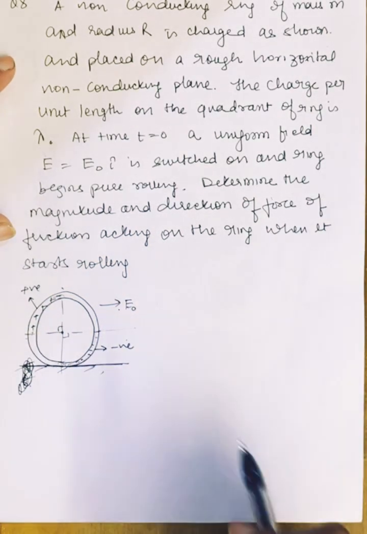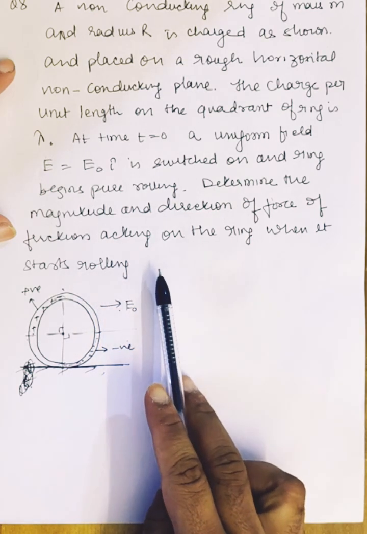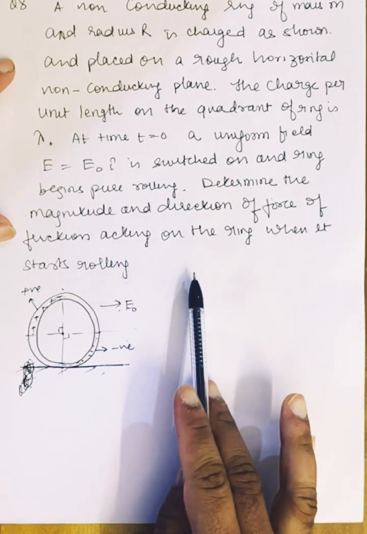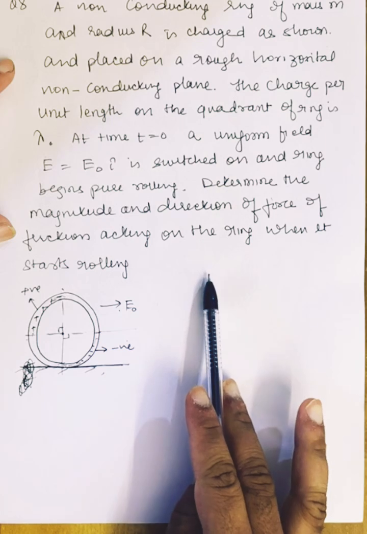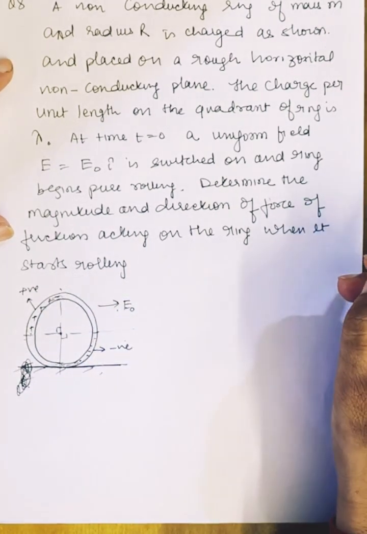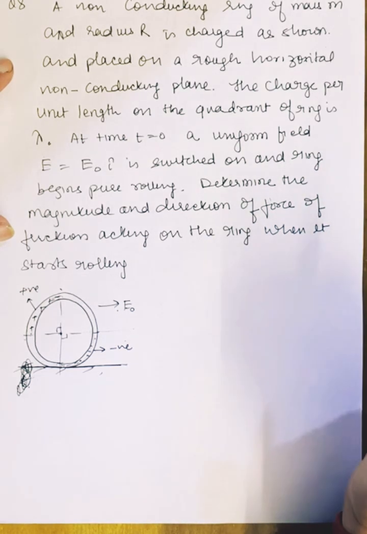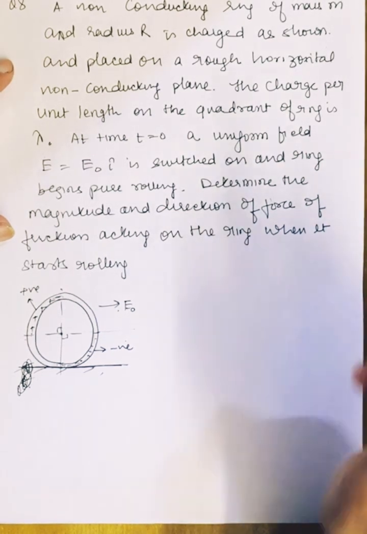At time t equal to 0, a uniform field E equals E naught i is switched on and the ring begins pure rolling. Determine the magnitude and direction of the force of friction acting on the ring when it starts rolling. See, when pure rolling begins, the kinetic friction doesn't act. What acts is the static friction.